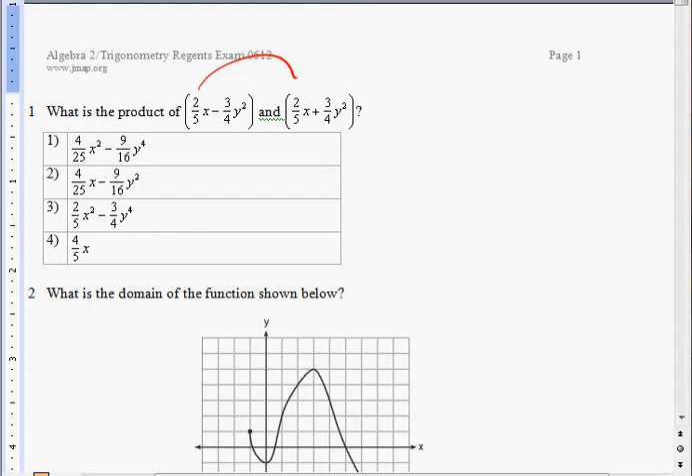Hi, here we have the Algebra 2 Trigonometry Regents exam from June 2012. Let's take a look at some of the questions here and let's try to understand and solve them.